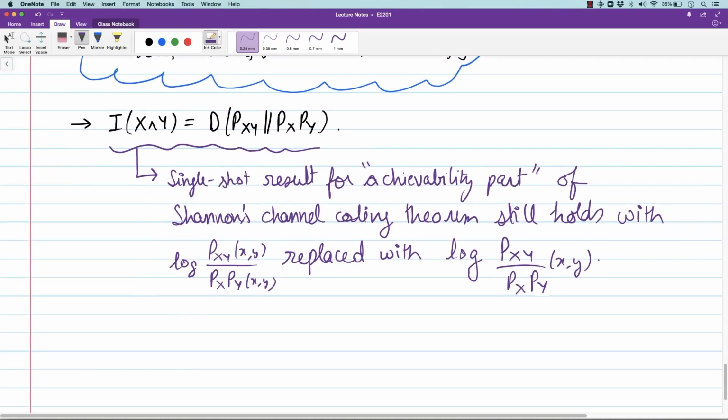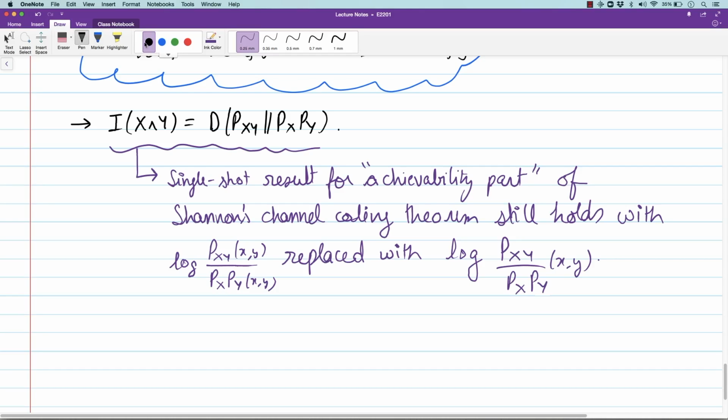Okay, so mutual information is there, and we have this nice single shot result. We'll come back to that later when we are proving the achievability part of the capacity theorem for the Gaussian channel under power constraint. So we now are convinced that divergence can be extended to general probability measures, and therefore mutual information can also be defined because that's just the divergence between pxy and pxpy.